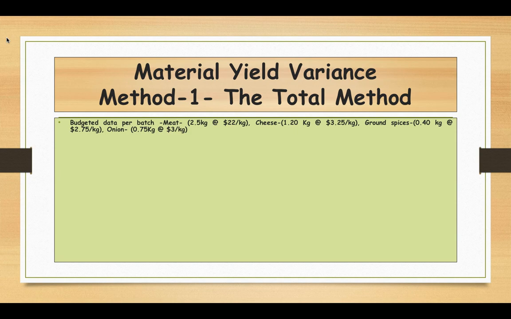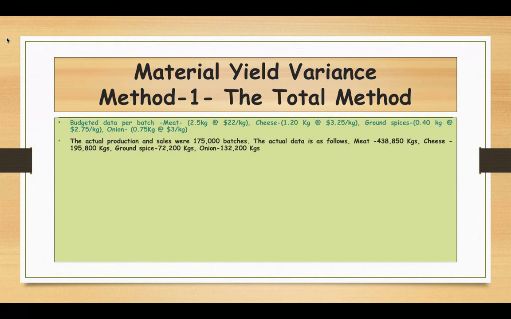So we'll see the question, the budgeted data per batch given, and the actual data given. So in this example, the total material input is 839,050 kilograms. We know the actual data for the meat, cheese, ground spice, and onions. If we add them together, we will get 839,050 kilograms. So the material yield variance helps us to find out for this 839,050 kilograms of input, according to the standard, how many batches of burgers we should have produced and how many did we actually produce. So first we'll calculate the standard yield, that is the number of batches we should have produced. According to the budgeted data per batch, every 4.85 kilograms of total ingredients, we should have produced one batch.